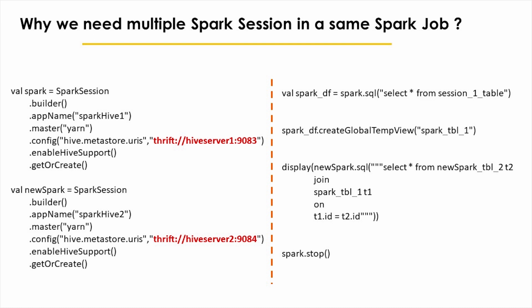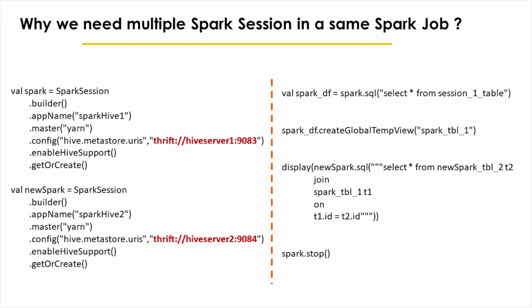With different configuration. So this is the example snippet of using different Spark session with different Hive configuration settings. Here we are reading data from Hive Metastore 1, which is running on port 9083, and another Hive which is running on 9084. We have a requirement to combine the data coming from these two databases.